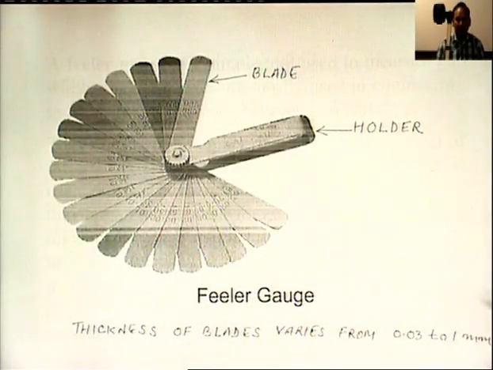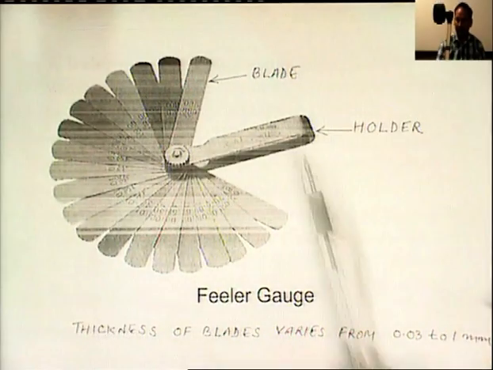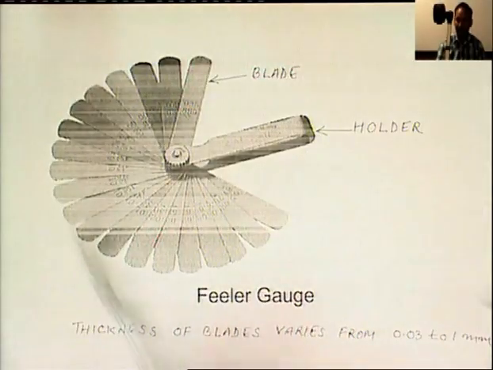Next is the feeler gauge. So, these are the various blades shown here. Thickness of blade varies from 0.03 to 1 mm. So, this is the feeler gauge holder and these are the various blades. The thickness of these blades varies from 0.03 to 1 mm.